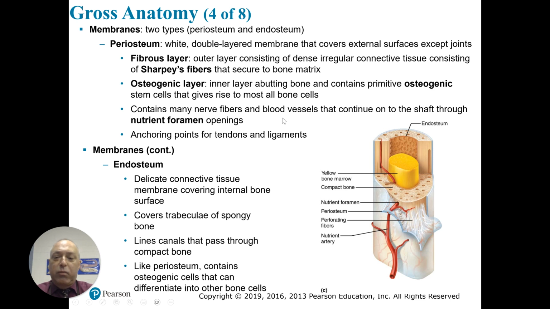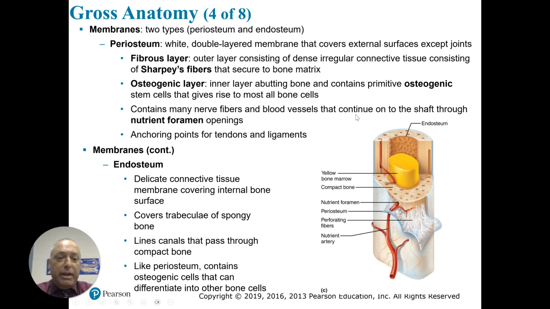The periosteum is this white, double-layered membrane that covers external surfaces except for the joints. So it's a fibrous layer, and it consists of these Sharpey's fibers that secure to the bone matrix. There's also an osteogenic layer, and osteogenic means bone producing. So these are going to be stem cells that are osteogenic. They give rise to more bone cells.